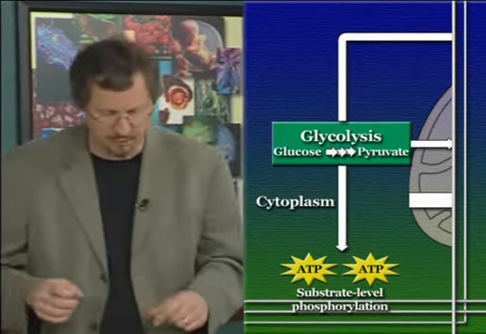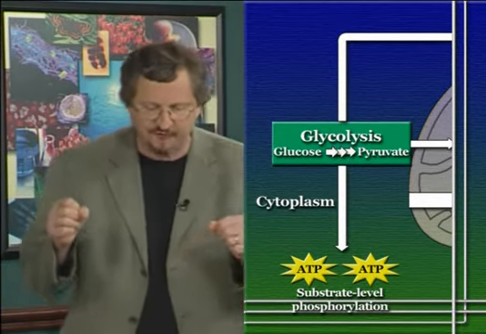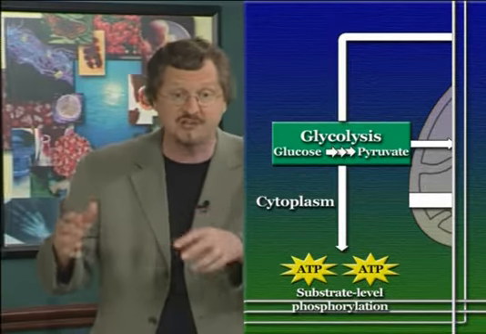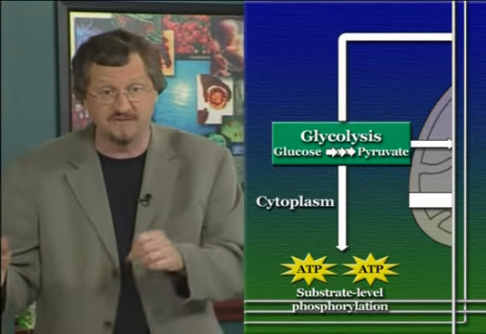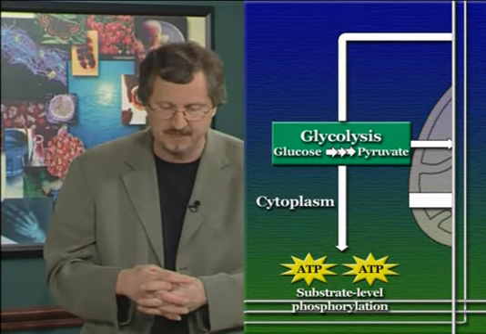We'll come back to this point later on, but in short, substrate-level phosphorylation refers to the involvement of some sort of coupling enzyme that directly couples the energy released from one of the reactions of this metabolic pathway to the production of a molecule of ATP.